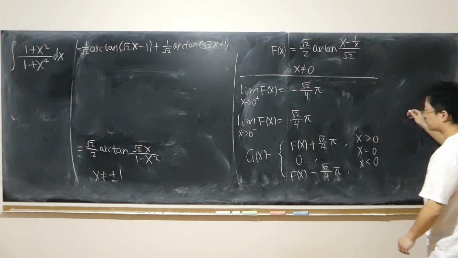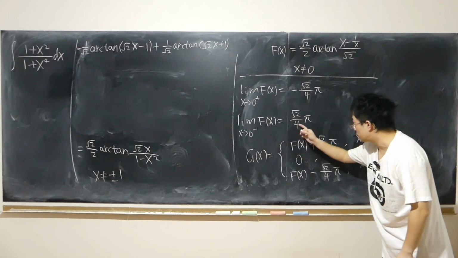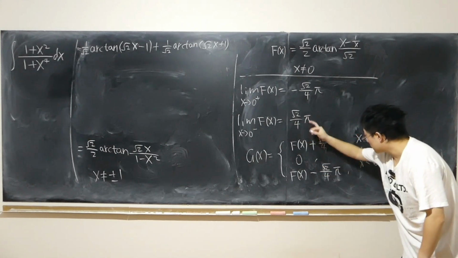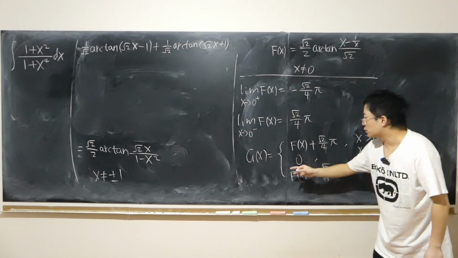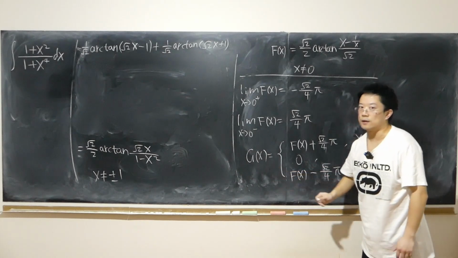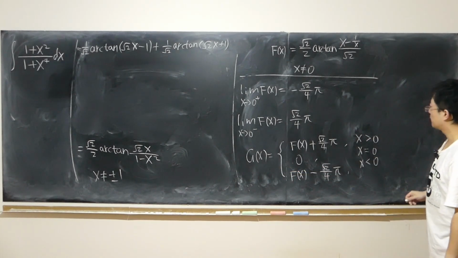Makes sense. So when x is negative, I say f of x minus square root of 2 over pi, right? So that way, like I said, approaching from the left-hand side, approaching this, so minus this, approaching also 0. So this function g is actually continuous at 0 and everywhere else, right?